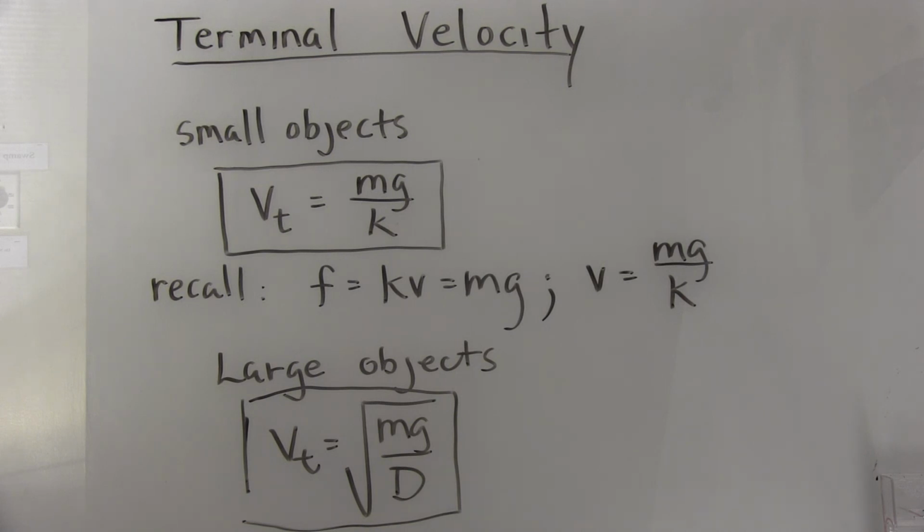For larger objects, where the drag force goes up as the square of the velocity, your terminal velocity is going to be equal to the square root of the weight of the object divided by D.